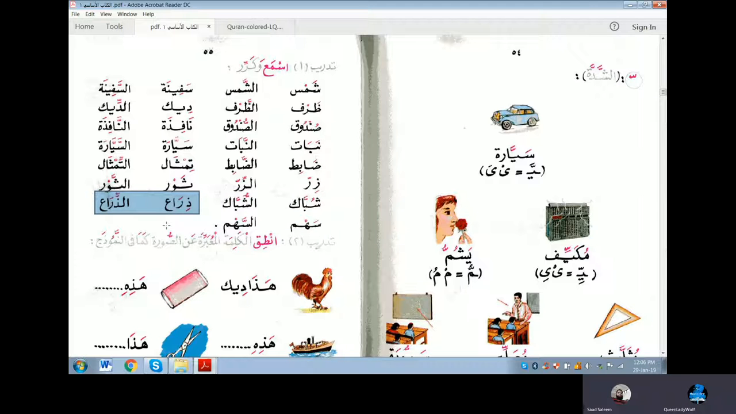And Dhiraun. Dhira. Arm, A-R-M, arm. Okay. Dhira, so that's an arm. And Adhdhira is the arm. Okay.